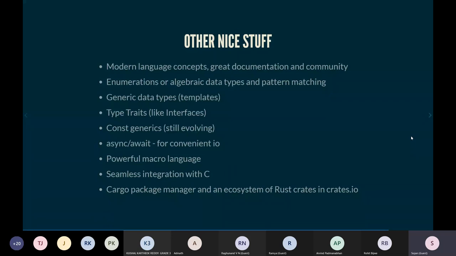So that is actually, I believe, one of the reasons Rust has picked up so well: the package management built into the system. This is really powerful.